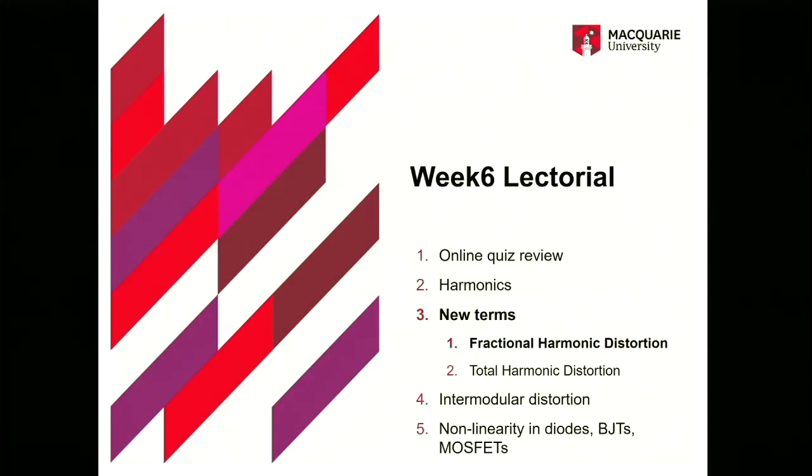So we have a few new terms. One is fractional harmonic distortion, and the other one is total harmonic distortion. If you get a signal, you need to be able to find what is the fractional harmonic distortion and what is the total harmonic distortion in that signal. Can anyone guess, even before going into the definition, what is the fractional harmonic distortion and total harmonic distortion of a sine wave? If the input is a sine wave and the output is the same sine wave, what is the fractional distortion?